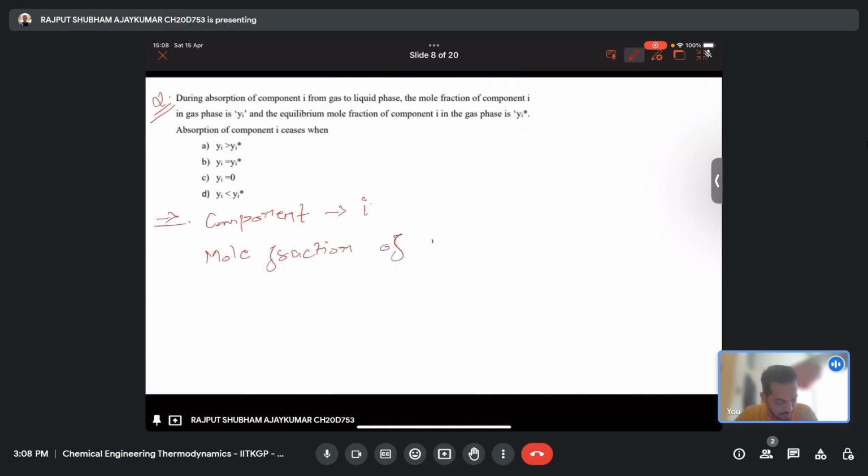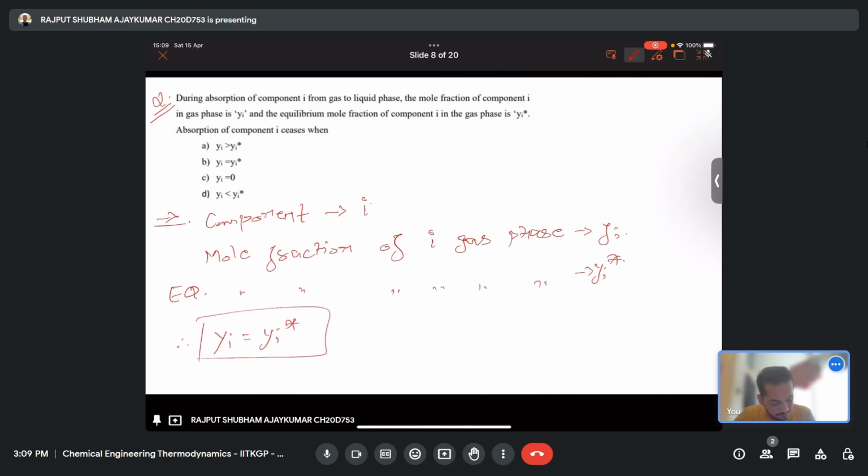The mole fraction of component i in the gas phase is yi, and the equilibrium mole fraction in the gas phase is yi star. Now, when does the absorption of component i cease? The mass transfer of component i ceases when equilibrium is attained. That is, it ceases when yi equals yi star.